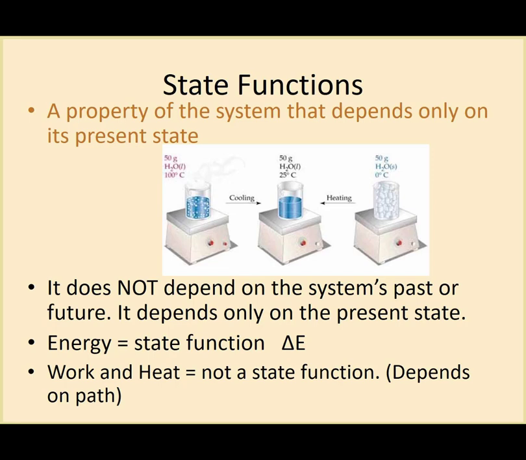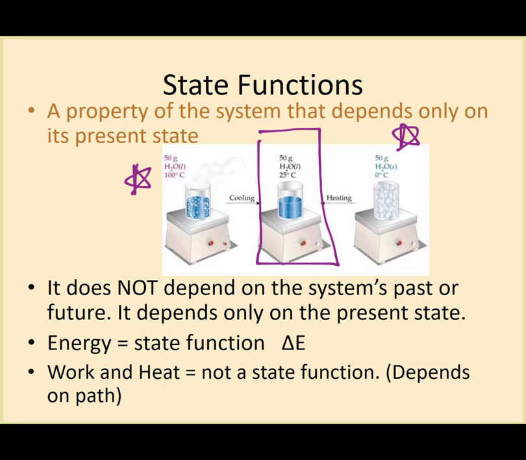A property of the system that depends only on its present state is called a state function. So in other words, if I was looking at this water at 25 degrees Celsius and I have 50 grams of it, I could have gotten to 25 degrees Celsius starting with ice and then heating it up, or I could have started with a temperature of 100 degrees, so right at the boiling point, and then cooled it down to get to the 25 degrees.